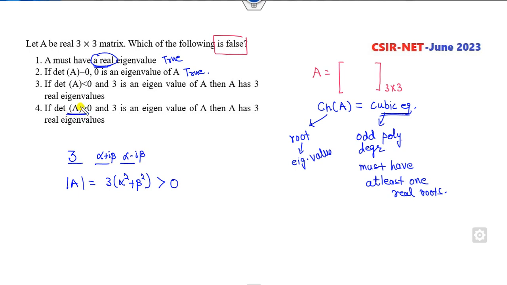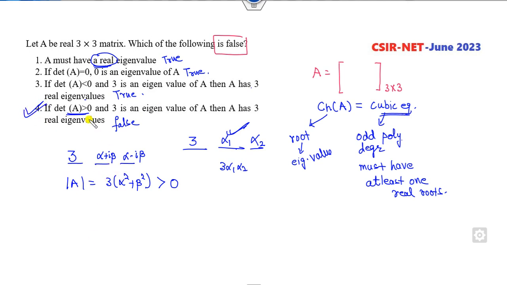So whenever the determinant is less than 0, none of the values are complex. It means all the values are real. It may be alpha 1 and alpha 2, so there are at least 3 real eigenvalues. That's a correct statement. All are real eigenvalues. This is the correct statement. The only remaining option is the false one. That is the right answer.